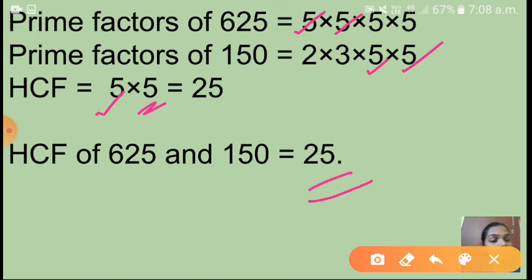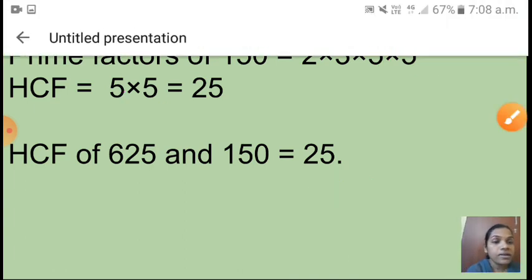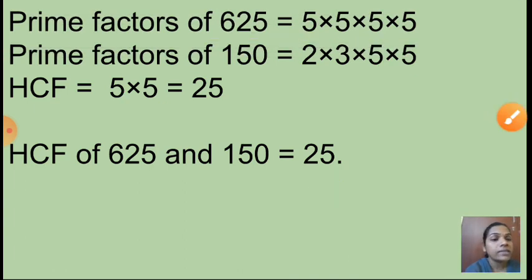So this is the prime factorization method. Understood children? Yes. So children, in this lesson we studied about what? How we have to find HCF and LCM. So you have to practice at your home. Take any two numbers and write what? Factors and multiples. For those numbers you have to find HCF and LCM. Okay children? Yes, I hope you understood this lesson.